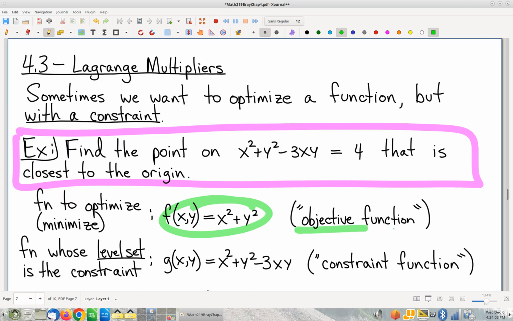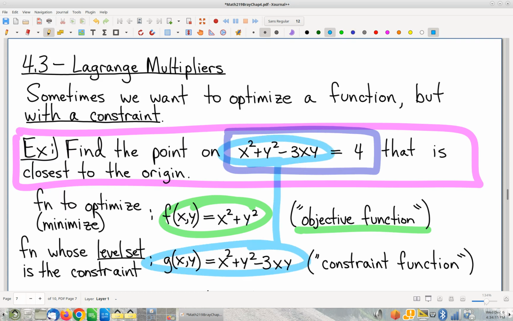This is called the objective function. But there is also a constraint. Here's our constraint, and what we call the constraint function is this part whose level set describes the constraint. So the level set is a key concept there. In other words, we need to know what function is it that's required to be constant. This is called the constraint function. So in any constrained optimization problem, there is an objective function and a constraint function.